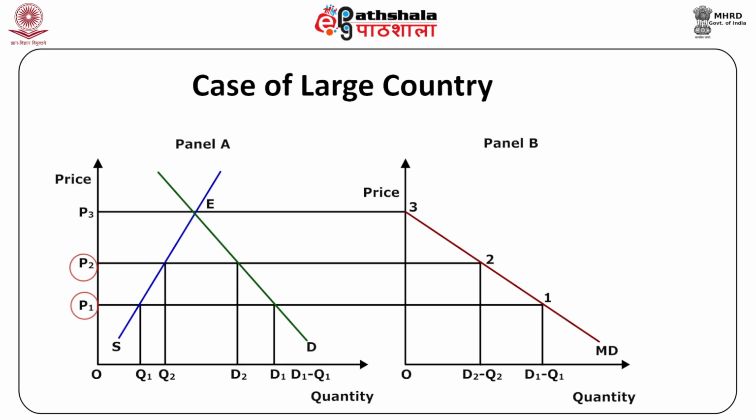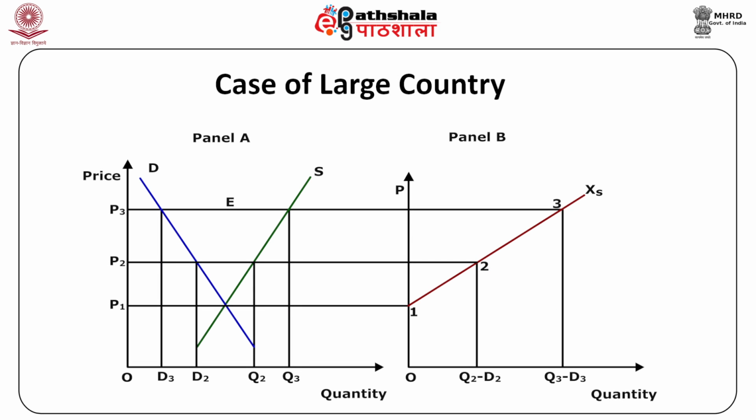When the price increases from P1 to P2, home demand decreases to D2, while domestic supply increases to Q2, and consequently import demand falls to D2 minus Q2. These price and quantity combinations are plotted in panel B, which shows that the import demand curve is downward sloping. As the price of the good increases, import demand falls. At the price OP3, domestic demand is equal to supply, so import demand is 0.